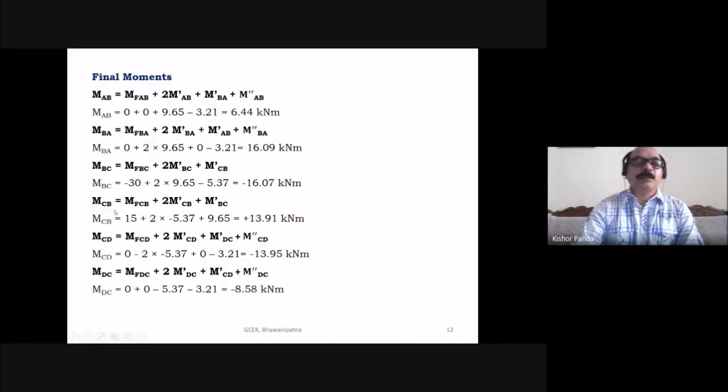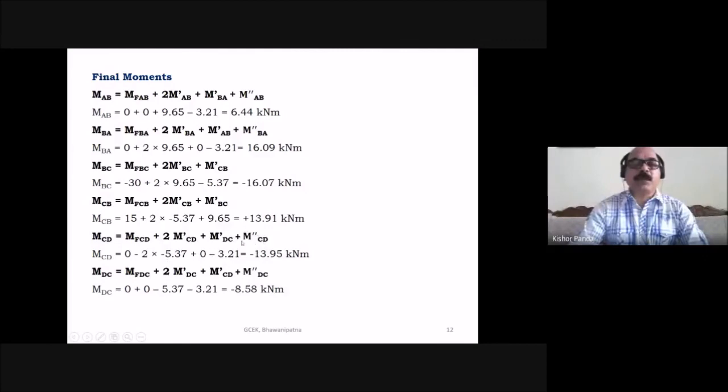Similarly, MCB is MFCB plus twice M dash CB plus M dash BC. So MFCB you know is 15, plus twice M dash CB, 2 into minus 5.37, and the far end 9.65. So this is 13.91 kilonewton meter. Then similarly MCD is MFCD plus twice M dash CD plus M dash DC plus M double dash CD. This is the value.